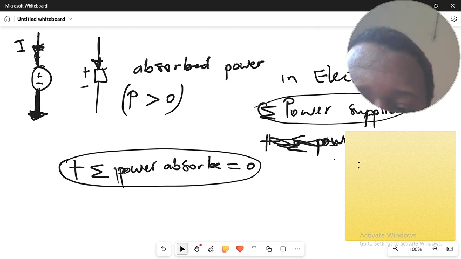Let's forget about this one. That's the Tellegen's theorem. You have to keep in mind that in an electric circuit, the summation of the power supplied is equal to the summation of the power absorbed.